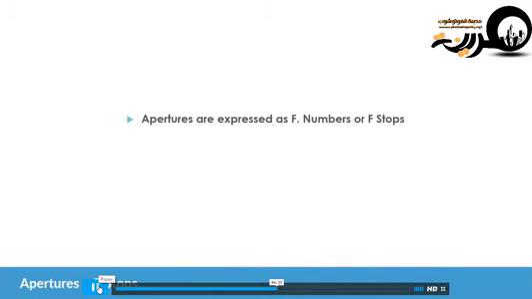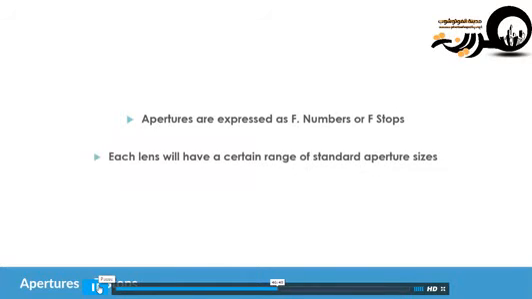So apertures are expressed as f-stops or f-numbers. I know a lot of people have asked me about that. What's an f-stop? Why am I seeing an F on my lens? Well, apertures are expressed as f-stops or f-numbers. Okay? Each lens will have a certain range of standard aperture sizes. So not all lenses are created equally, unfortunately. Some lenses will have more apertures available to them than other lenses will. So you can find your apertures, your f numbers on your lens, but you'll also find them in your camera's body as well. We'll have a look at that in a moment.